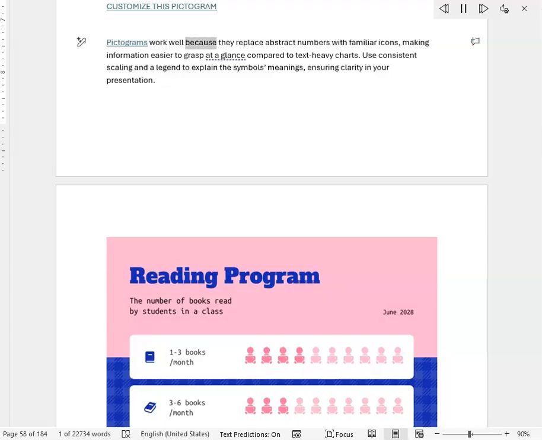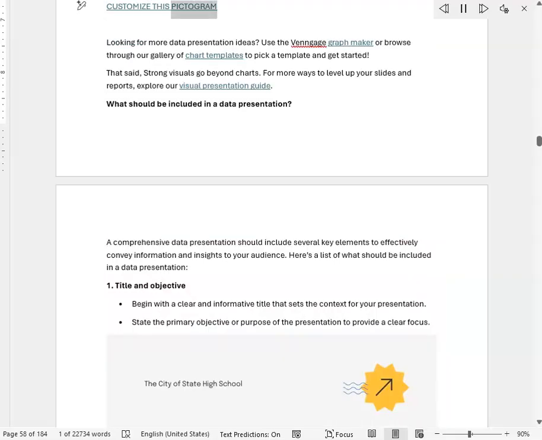Pictograms work well because they replace abstract numbers with familiar icons, making information easier to grasp at a glance compared to text-heavy charts. Use consistent scaling and a legend to explain the symbols' meanings, ensuring clarity in your presentation. Customize this pictogram.